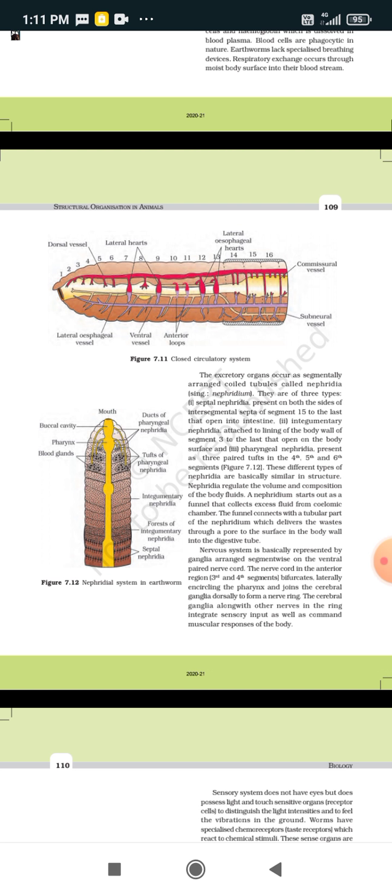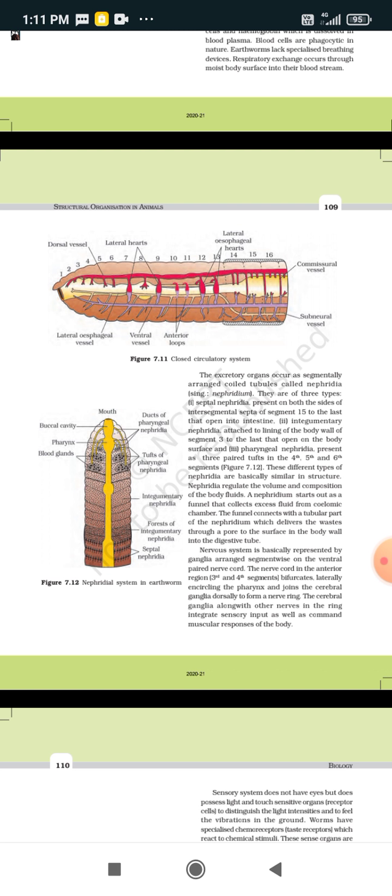Now today's topic is excretory organs and nephridia. Excretory organs occur as segmentally arranged coiled tubules called nephridia. The main excretory organs present in the earthworm are nephridia, and these nephridia are arranged segmentally in the form of coiled tubules. Each nephridia is known as a nephridium.